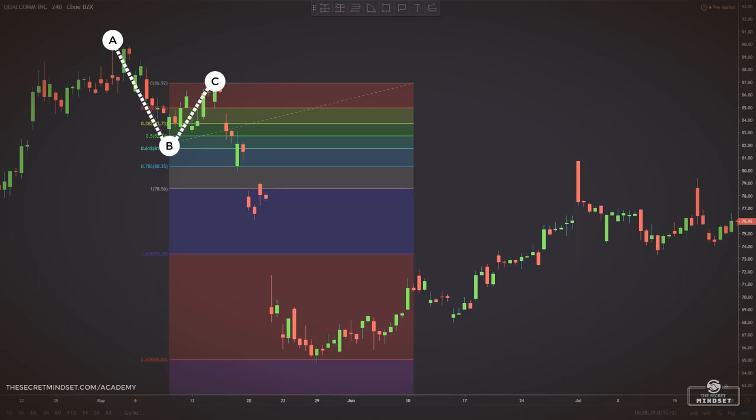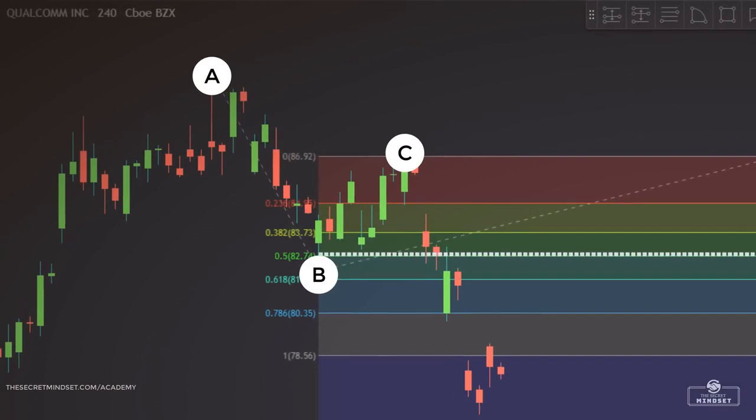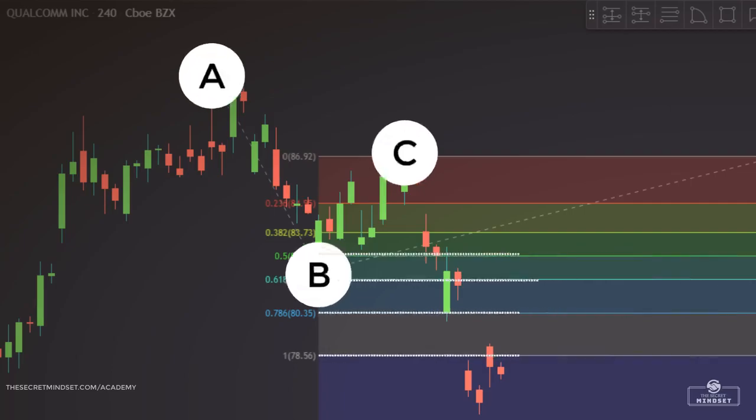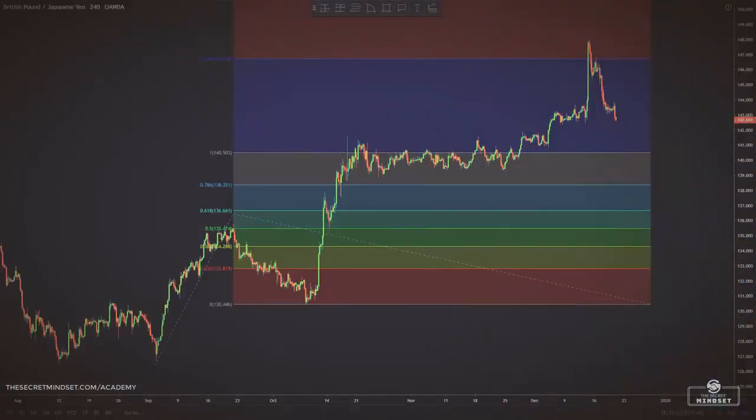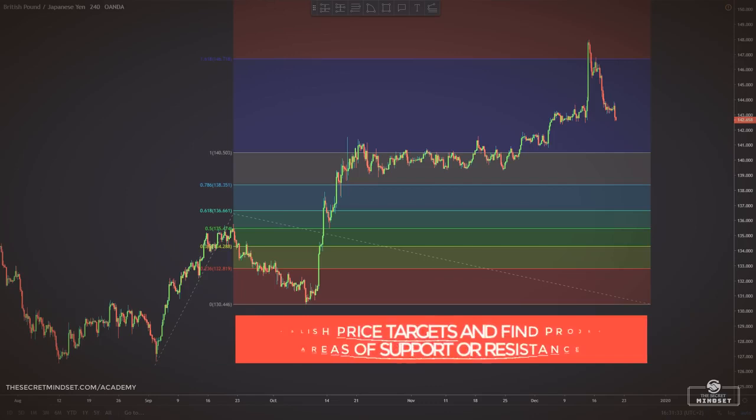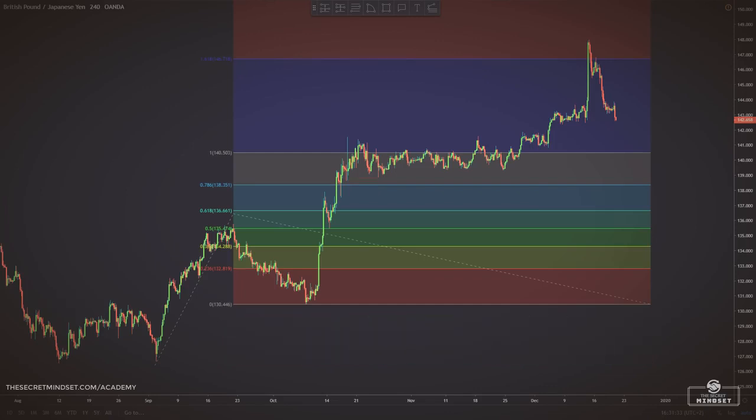The most common Fibonacci extension levels are the 161.8%, the 261.8%, and the 423.6%. Other important resistance levels using Fib extensions come at 50%, 61.8%, 78.6%, and 100%. Fib extensions are a way to establish price targets and find projected areas of support or resistance when the price is moving into an area where other methods of finding support or resistance are not applicable or evident.